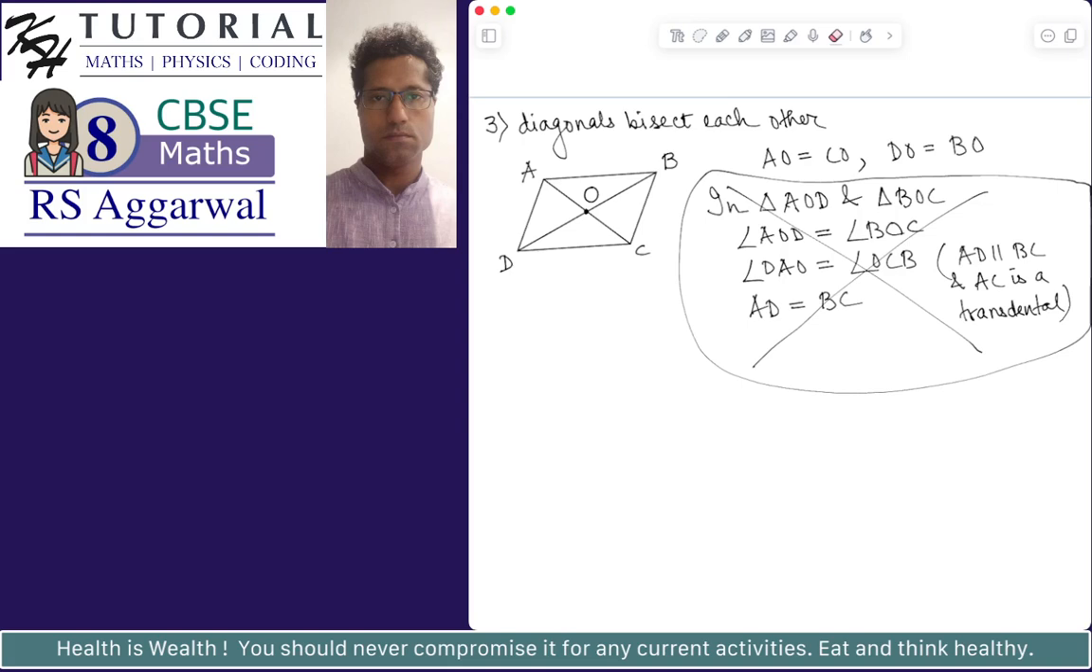These two sides. We have to prove that AO is equal to OC. Diagonals bisect each other. And we have to prove that DO is equal to OB.